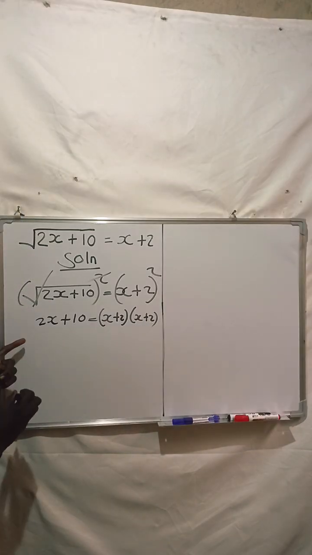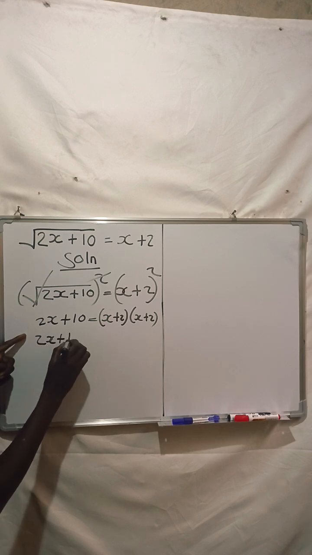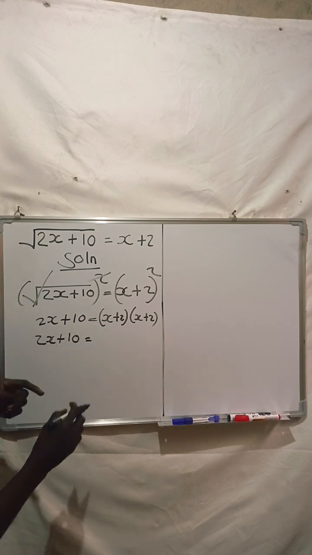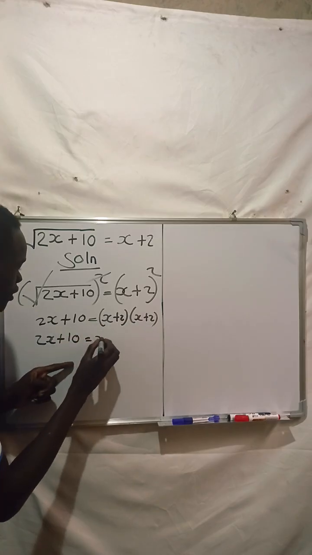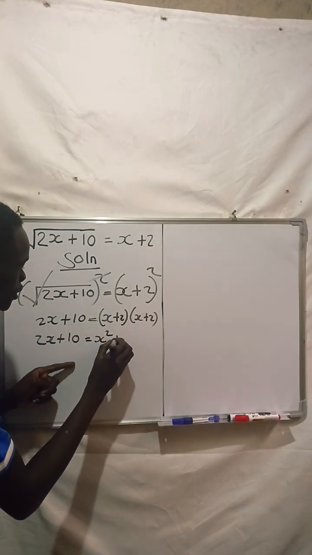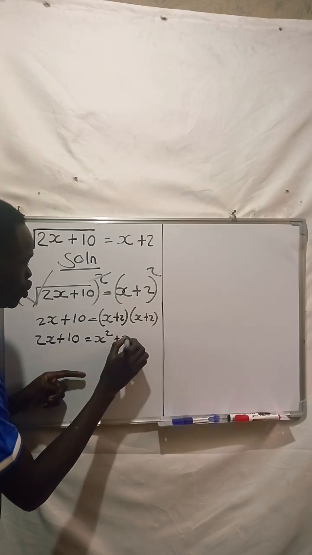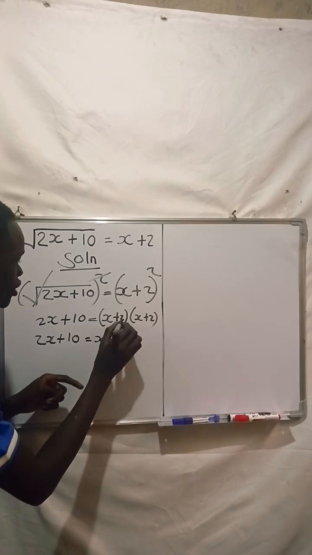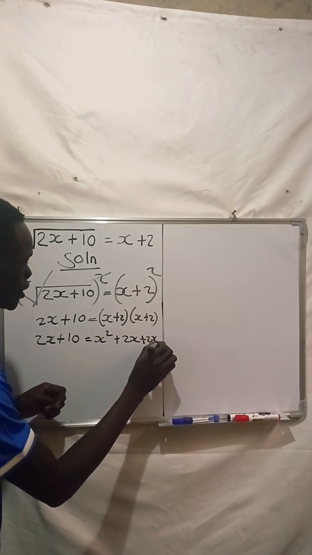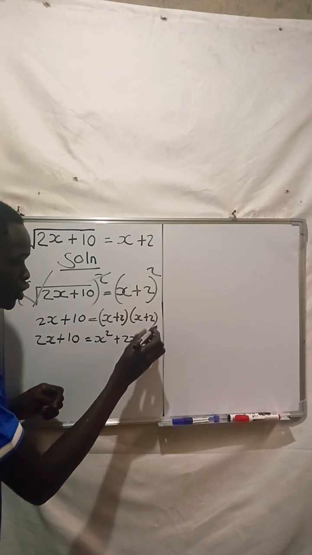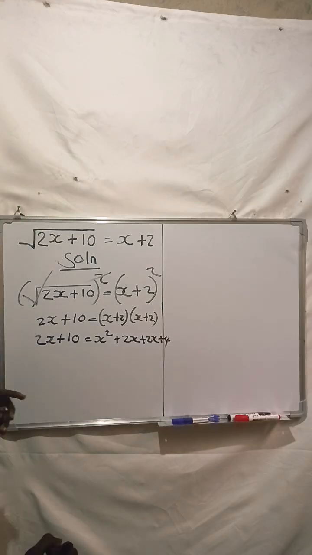Okay, now we're going to have 2x plus 10 equal to, what is x times x? It is going to be x squared. How about x times 2? It is going to be 2x. How about 2 times x? It is going to be plus 2x. How about 2 times 2? It is going to be plus 4.